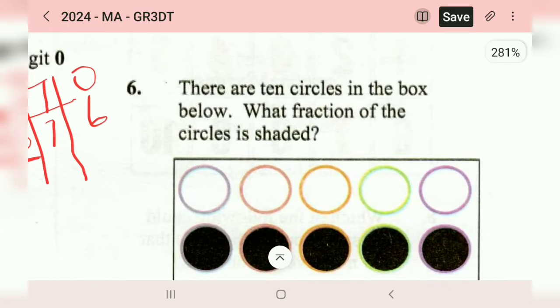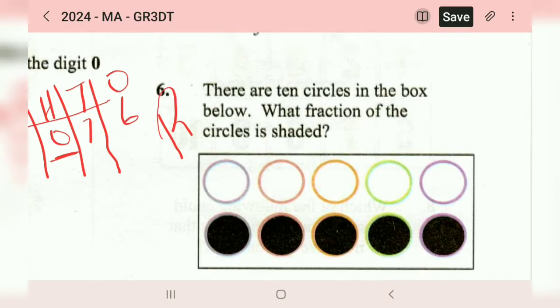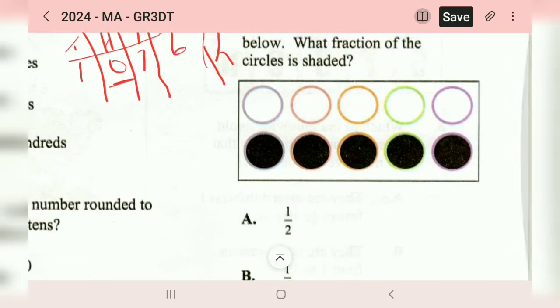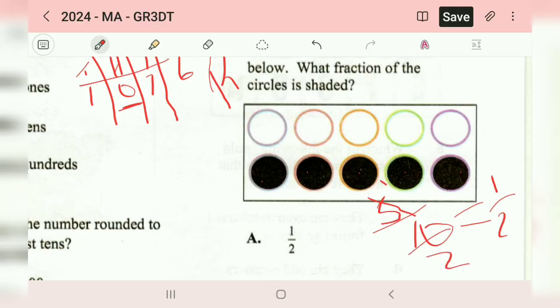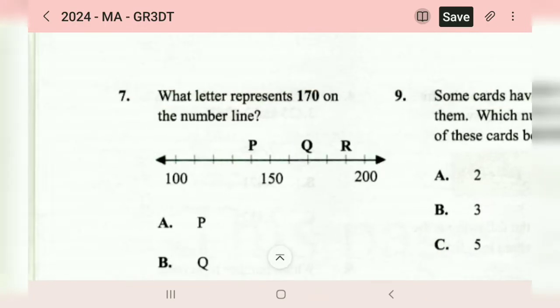This one is a big R, and you know what the R is? Repeat. There are 10 circles in the box below. What fraction of the circles is shaded? It tells us that there are 10. What fraction is shaded? 1, 2, 3, 4, 5 out of 10. 5 out of 10 is the same as a half. 5 into itself is 1, 5 into 10 is 2, so a half. Or you can just look at it and see that a half of the set is shaded. It's eye work for this one. You can work this one with your eyes. That's at A.